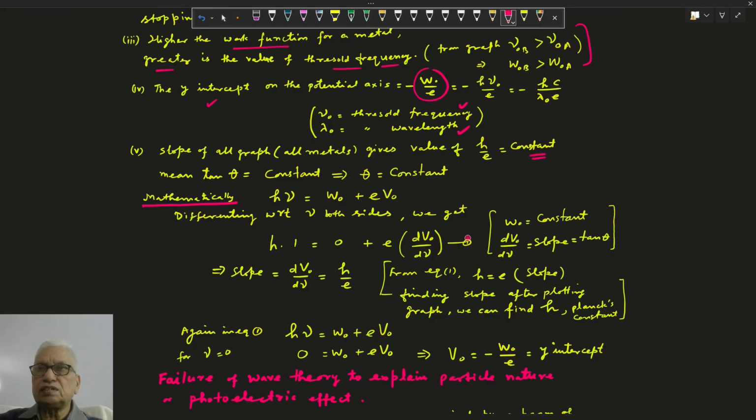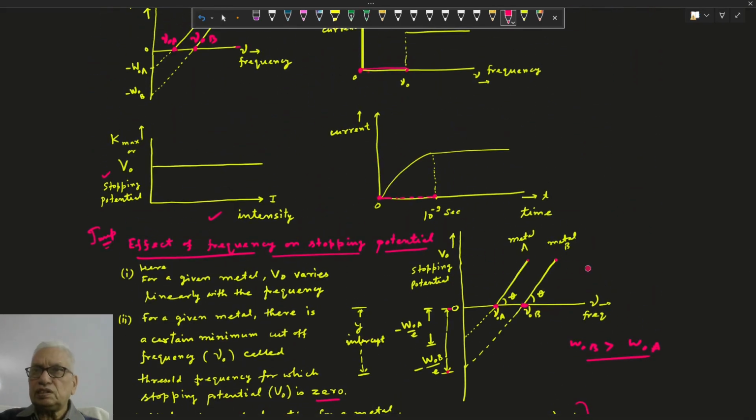So tan theta is the slope, theta also. Mathematically we are deriving, or justifying this. This is the equation, h nu is equal to work function plus e V naught. If we differentiate here with respect to nu on both sides, h nu becomes h, the work function is constant so 0, and e dV naught by d nu. This is called the slope of this curve, tan theta. So this is a constant quantity, slope is a constant quantity, so tan theta is constant, so theta is also constant. So slope or theta is the same for both metals or any metal.